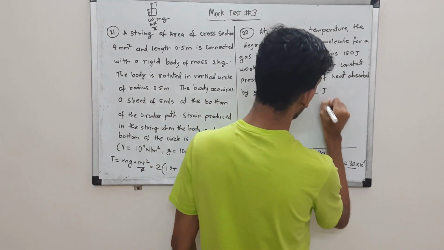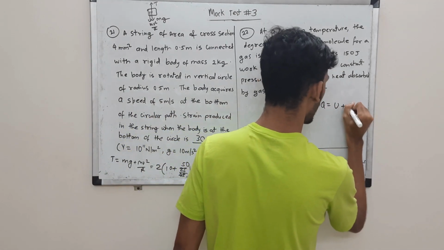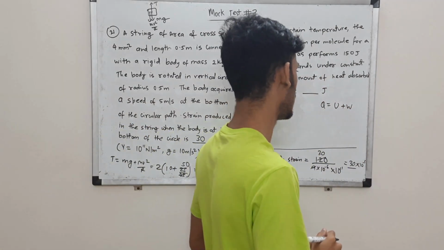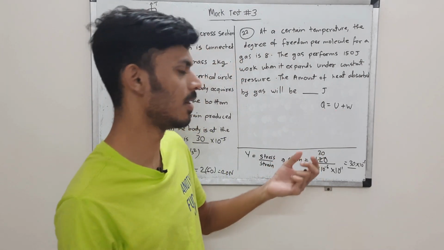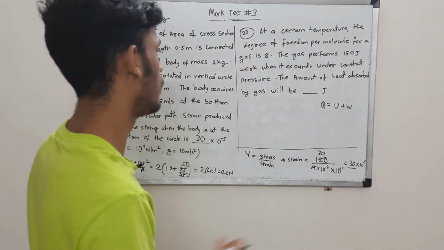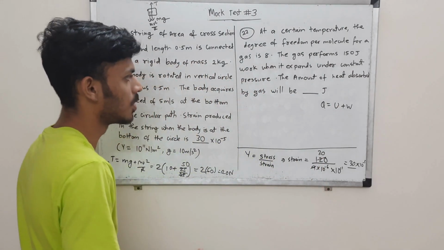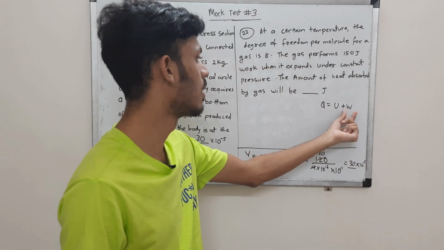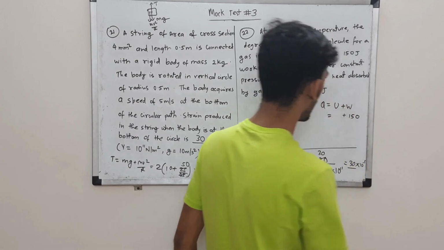Here you are supposed to use the first law of thermodynamics, Q is equal to U plus W. The heat absorbed is the internal energy plus the work done. The heat provided will be utilized by the internal energy and in doing some work. Now we are supposed to find the heat absorbed by the gas. The work done is 150, we already know it, no issues there. But what about internal energy?